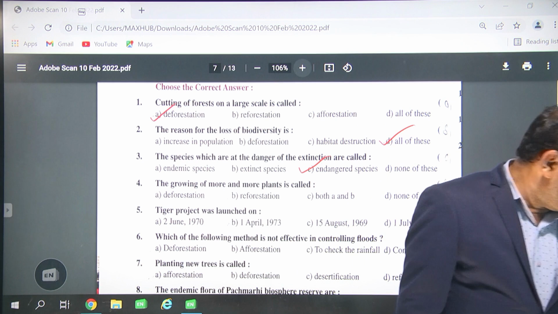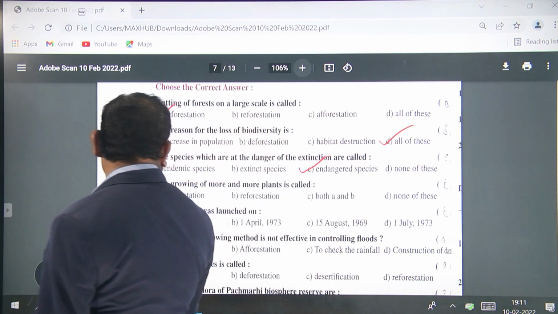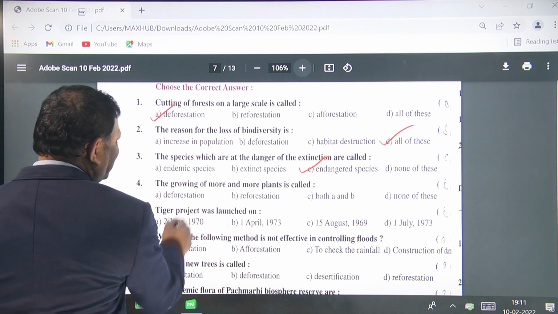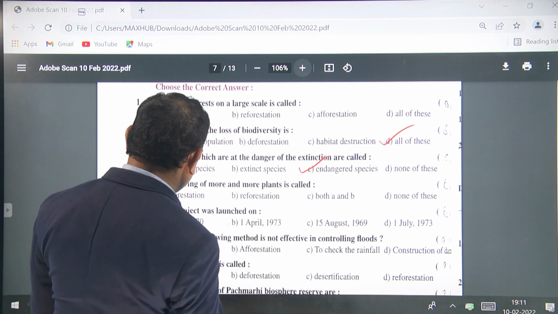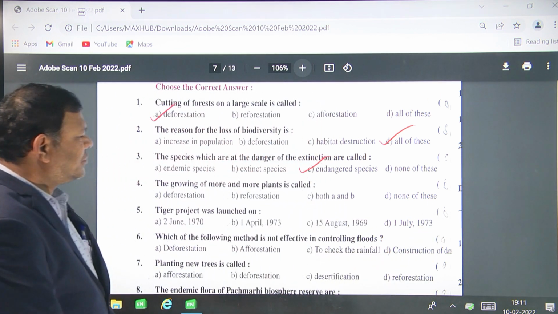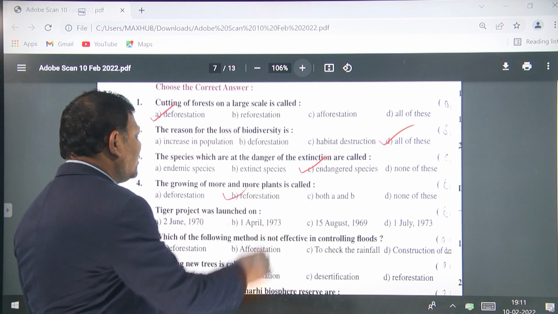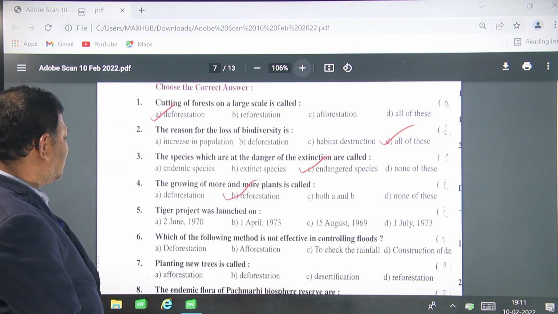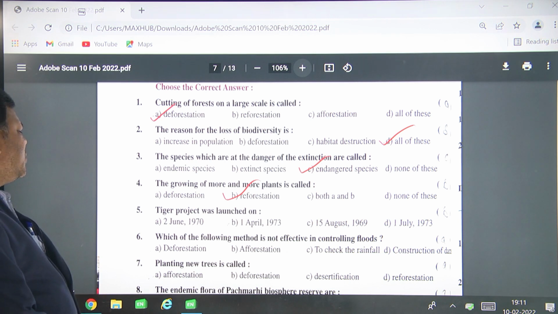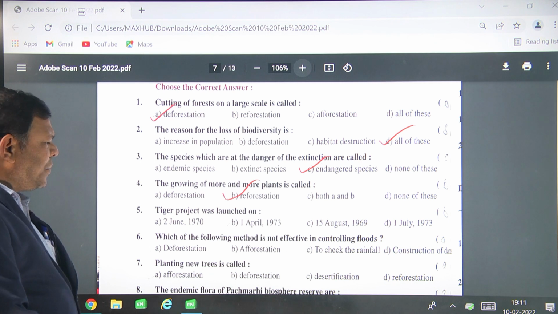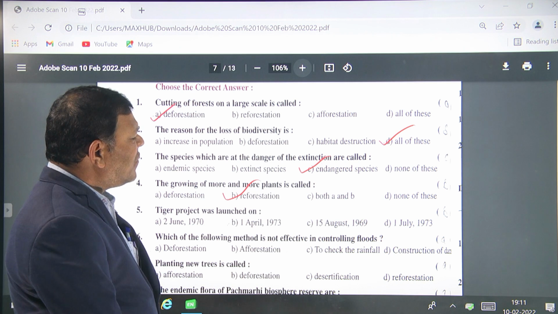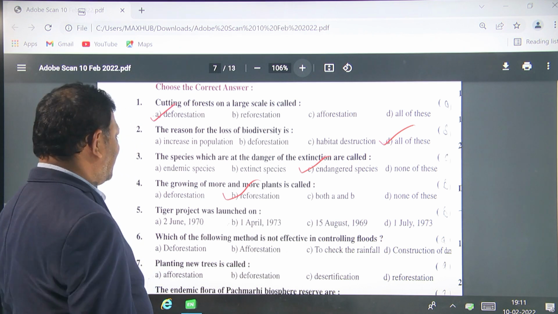Next, the growing of more and more plants is called deforestation, reforestation, both A and B, or none of these. Reforestation. Next, Project Tiger was launched on 2nd June 1970, 1st April 1973, 15th August 1969, or 1st July 1973.